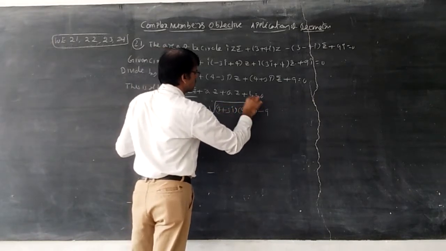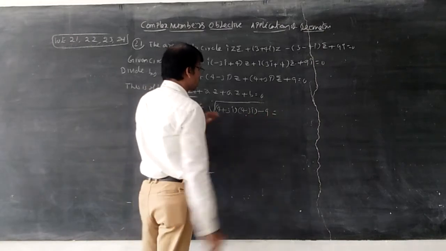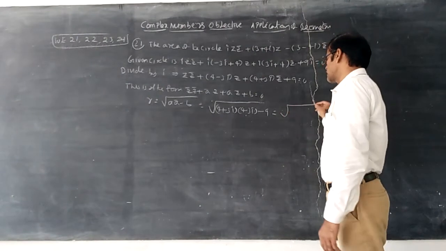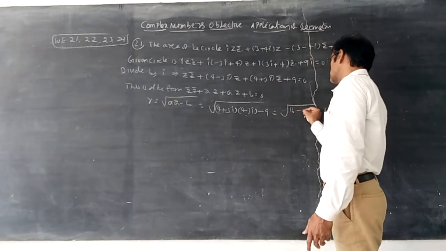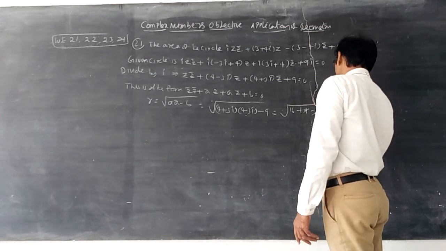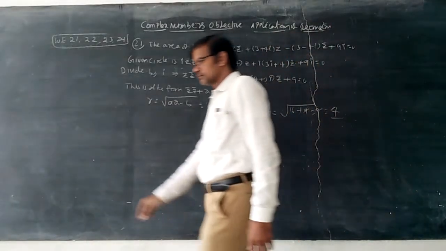a bar, minus b means minus 9. Here you can understand (a plus ib)(a minus ib) means a square plus b square. So 4 square plus 9. Of course, here you can write 16 plus 9 minus 9; minus 9 plus 9 get cancelled. Answer is radius equal to 4.